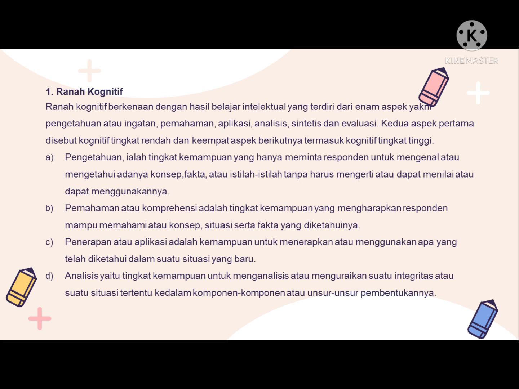Number one, cognitive realms. The cognitive realms is concerned with intellectual learning outcomes consisting of six aspects, namely knowledge or memory, understanding, application, analysis, synthesis, and evaluation. The first two aspects are called low level cognitive, and the next four aspects include high level cognitive.